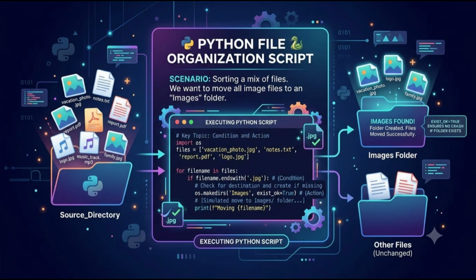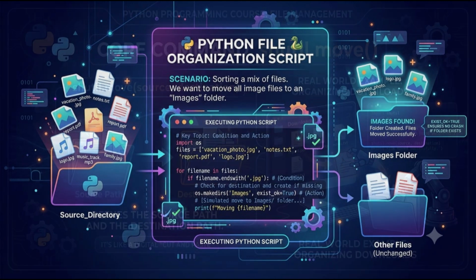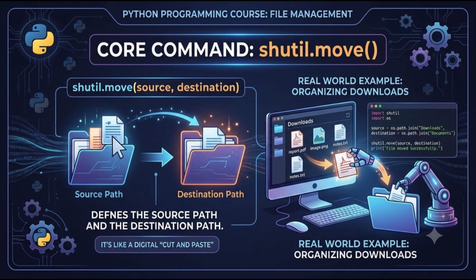If the extension is .jpg, we need the images folder. We use os.makedirs to create the destination folder. We add exist_ok=True so the script doesn't crash if the folder already exists. The core command is shutil.move. We define the source path and the destination path. It's like a digital cut and paste.